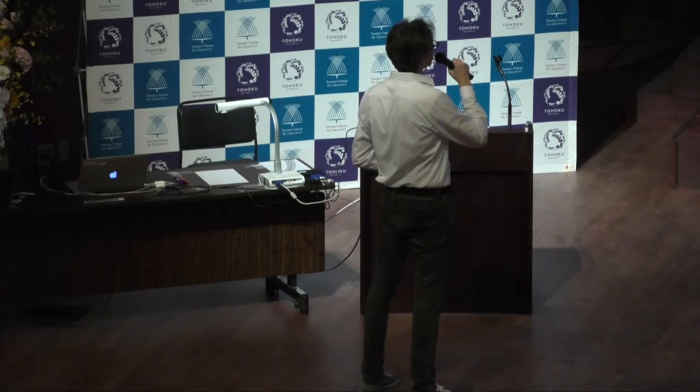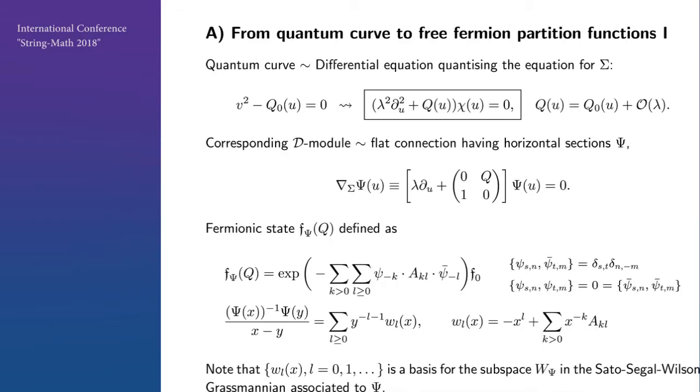All right, so let's now first quantize the curve sigma and then turn it into a free fermion partition function. That is the first step, step A in our program. Here's the curve, as a reminder, the equation of the curve.